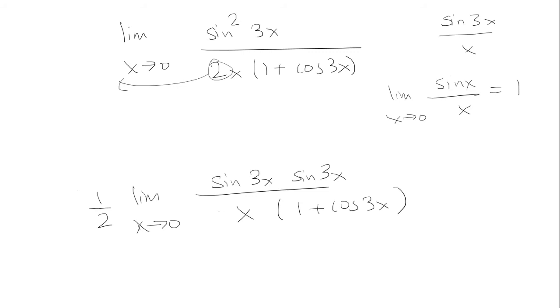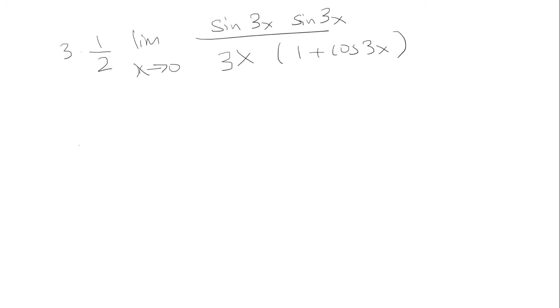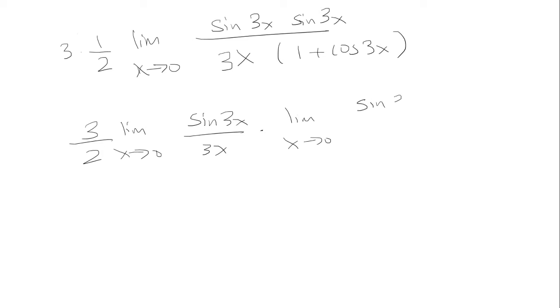I can divide by 3 and multiply by 3 as well. Okay, so if I multiply by 3, divide by 3, it cancels out. So I didn't really change anything. The value is still the same. And at this point, I can break up the limit. So we have sine 3x over 3x times the limit as x approaches 0 of sine 3x over 1 plus cosine 3x.